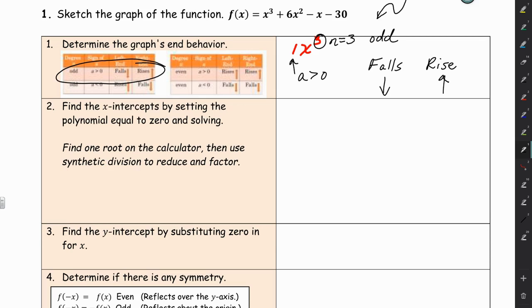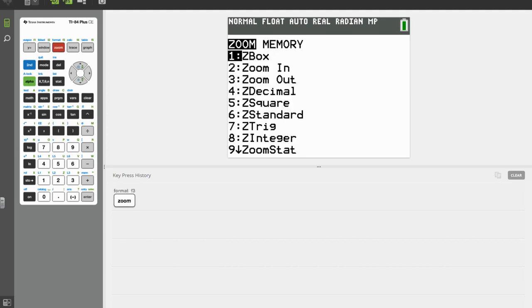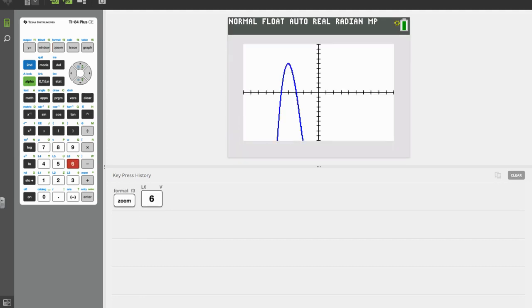So what we're going to do is put this into our calculator, find one root, and then we can reduce it by using synthetic division. So we're going to open up our calculator and enter in the polynomial. You're going to go to y equals and enter in that polynomial, x cubed plus 6x squared minus x minus 30. Once you do that, you're going to go to zoom 6 for a standard window, and we're going to look at the polynomial. Now it looks like we have zeros at, let's see, -5, -3, and 2.